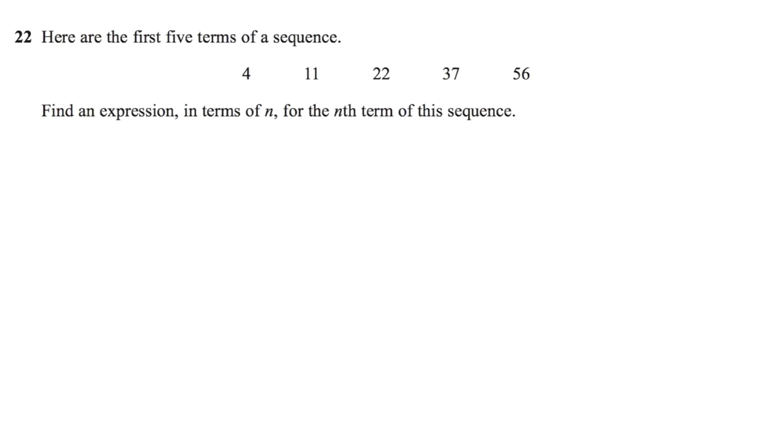So question 22 involves quadratic sequences. When we deal with quadratic sequences, we should leave our answer in the form of an squared plus bn plus c. So our final answer should look like this: an squared plus bn plus c.